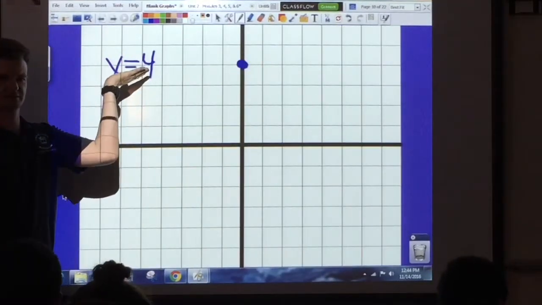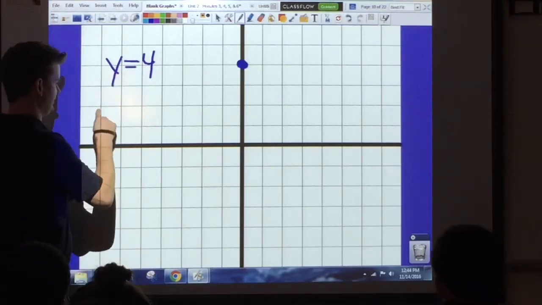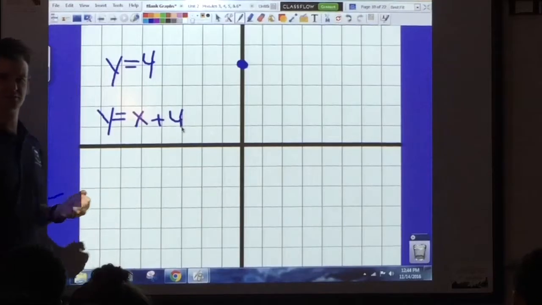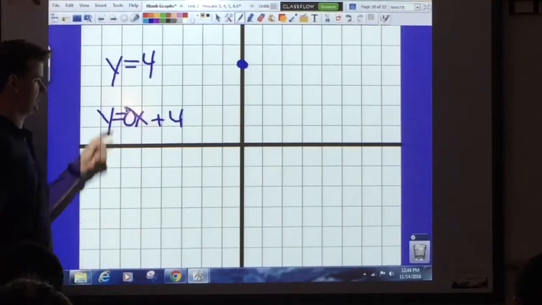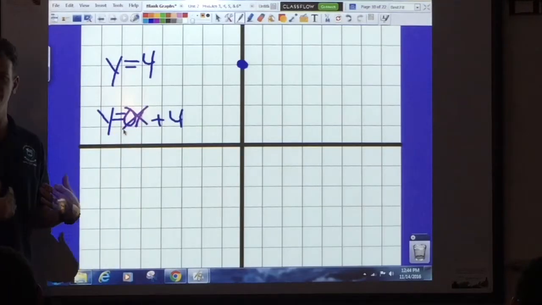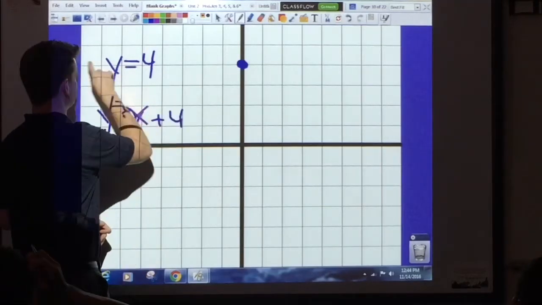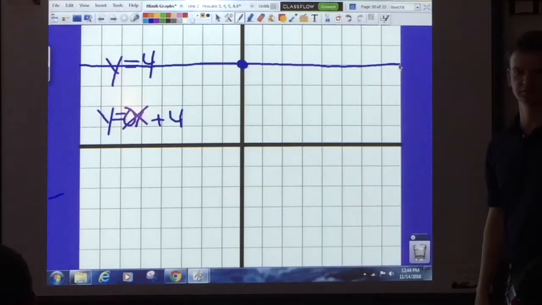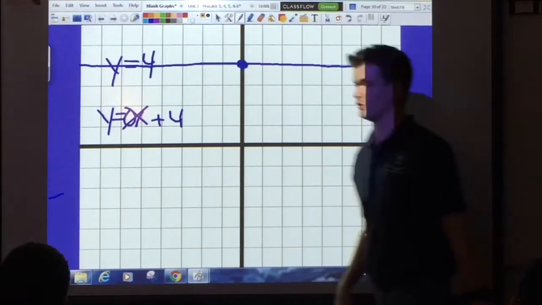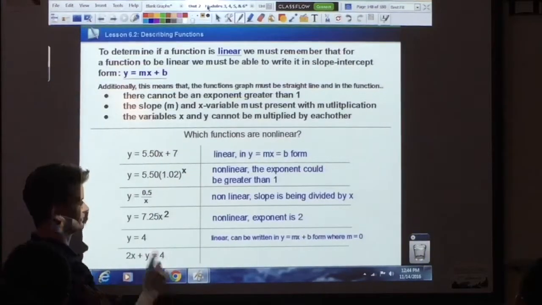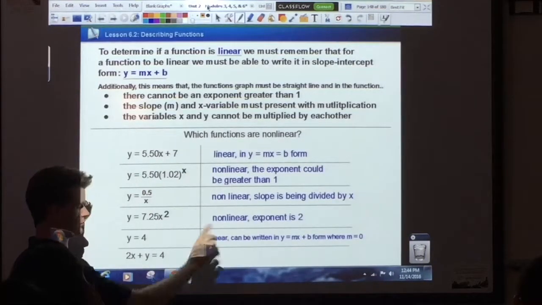Do you see an x? No. Let me ask you a question. If you say the slope is 1, wouldn't that change this? But if I say the slope is 0, anything times 0 is equal to 0. That would cancel, and a 0 slope wouldn't change it. So we put a dot at y equals 4, and then it's just a horizontal line. Is that linear? Yes, it's a straight line. It's horizontal, but it is in fact linear. So linear can be written in y equals mx plus b form, where the slope is 0.